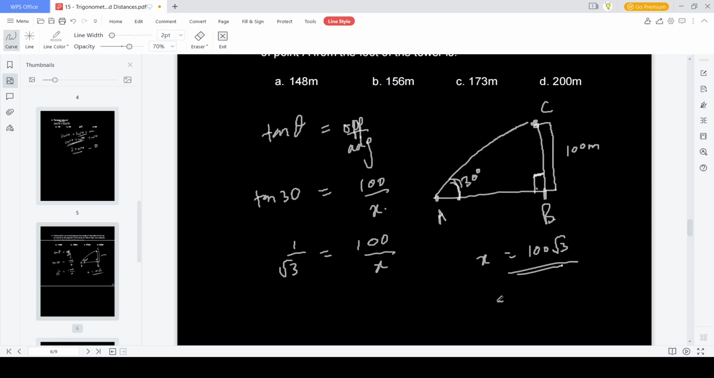Root 3 is 1.73. So 100 into root 3 is 173 ish. Okay, somewhere around that. So 173 meters is the answer.